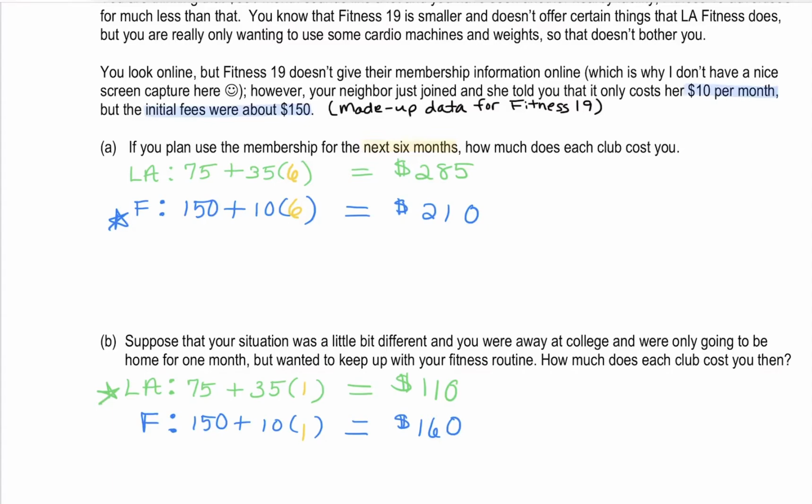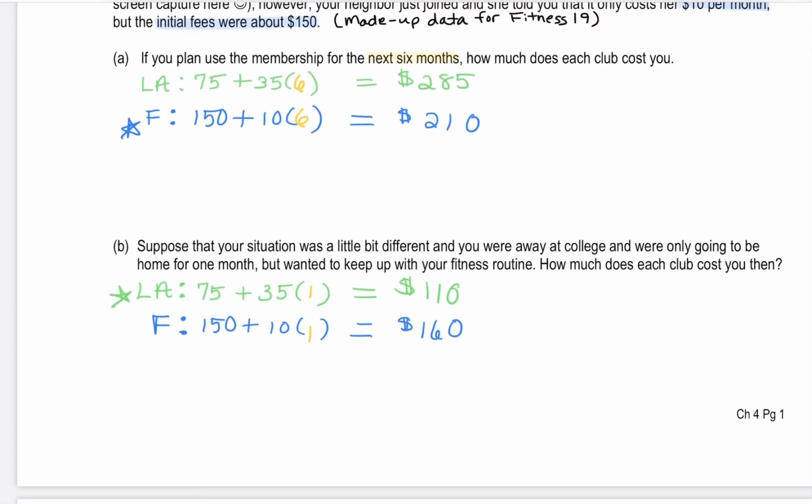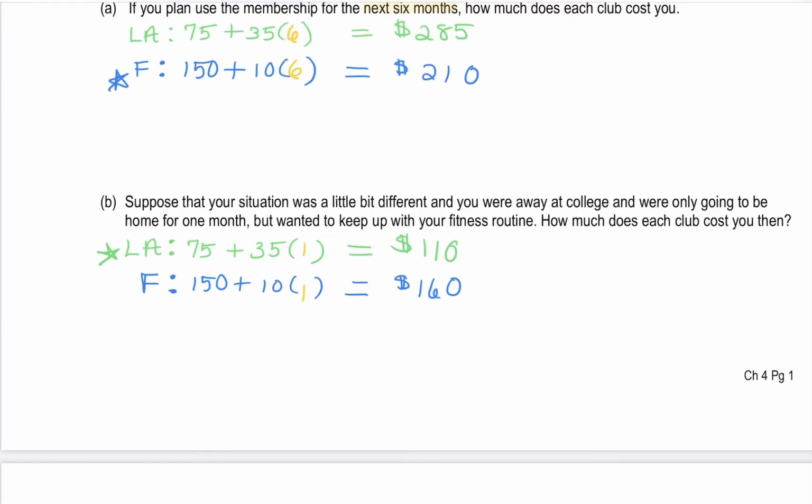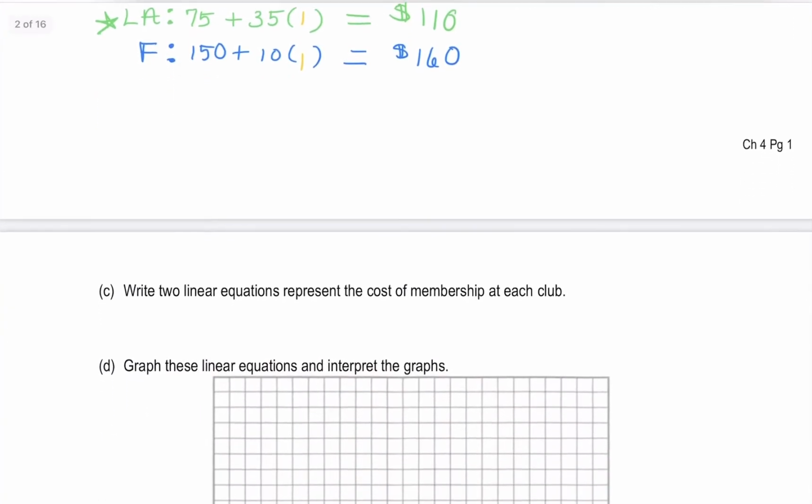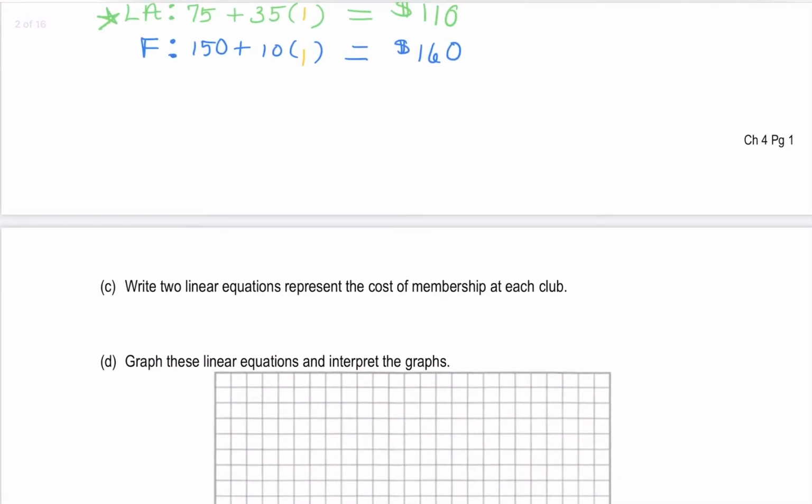This is the kind of thing that we do. We compare maybe two different plans. Maybe it's cell phone plans, depending on how much data I use, and we compare them. So now what we're going to do is extend this a little bit. Now we're going to associate a couple of variables, and we're going to write a couple of linear equations here.